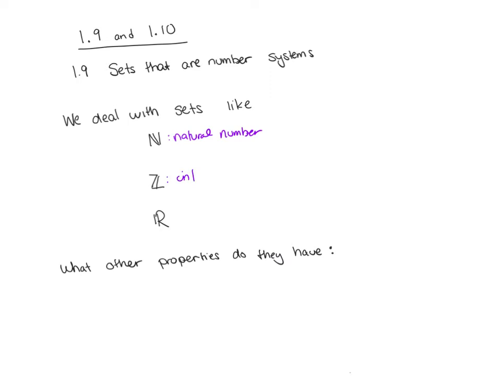And not only are these sets, but they also have some sort of built-in properties of those numbers. So what kind of properties are we talking about here? We know that within these sets we can define something like addition. We can define something like multiplication. So I'm not thinking about set operations here. I'm thinking about operations on the elements of those sets.